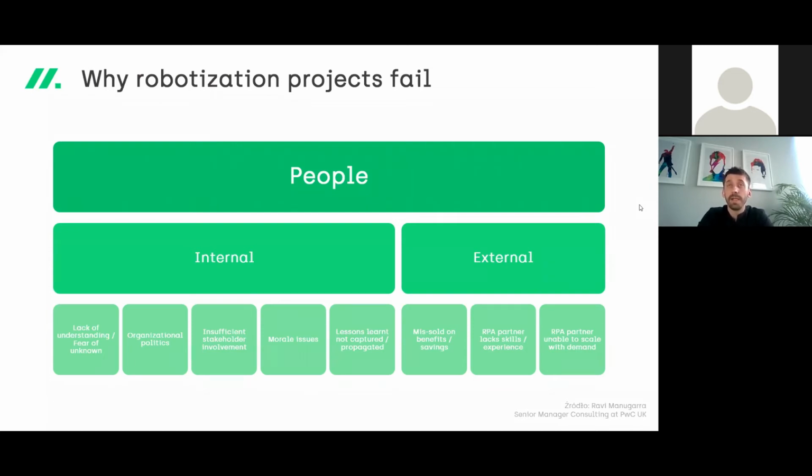And as I said, we can also have some external factors. For example, our RPA partners will not have sufficient skills for the implementations. An RPA partner might not be able to scale up with demand, or someone said that our savings after robotizations will be pretty big, and after the first implementation it happens that those benefits are not as big as we supposed at the beginning.